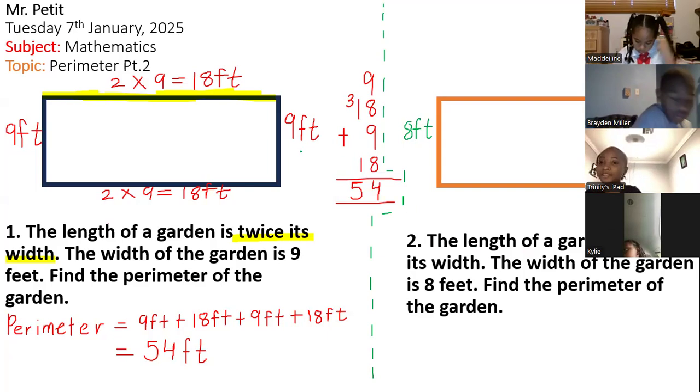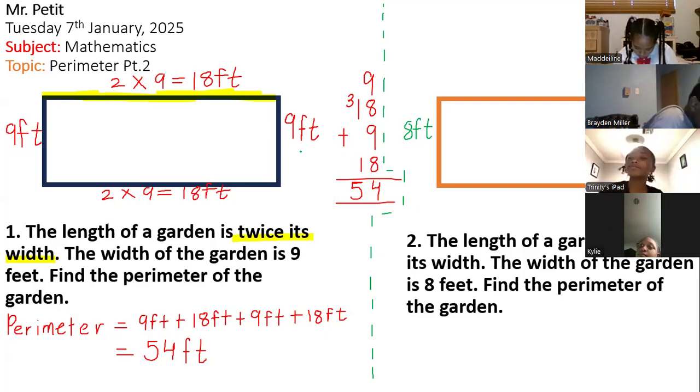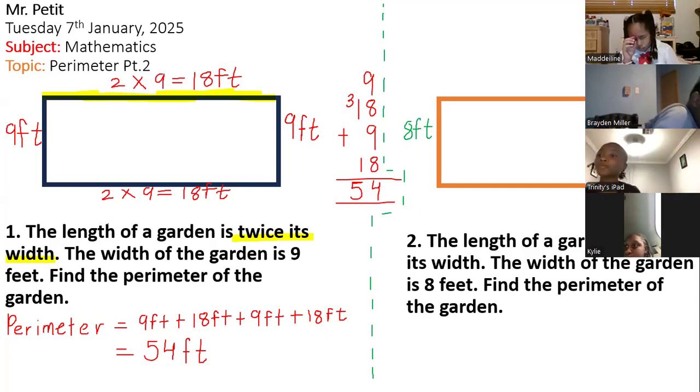You have to check what is the width of the next side. So if this is 8 feet, what is this going to be? 8 feet. Very good. All right, so this is 8 feet. And then what else?